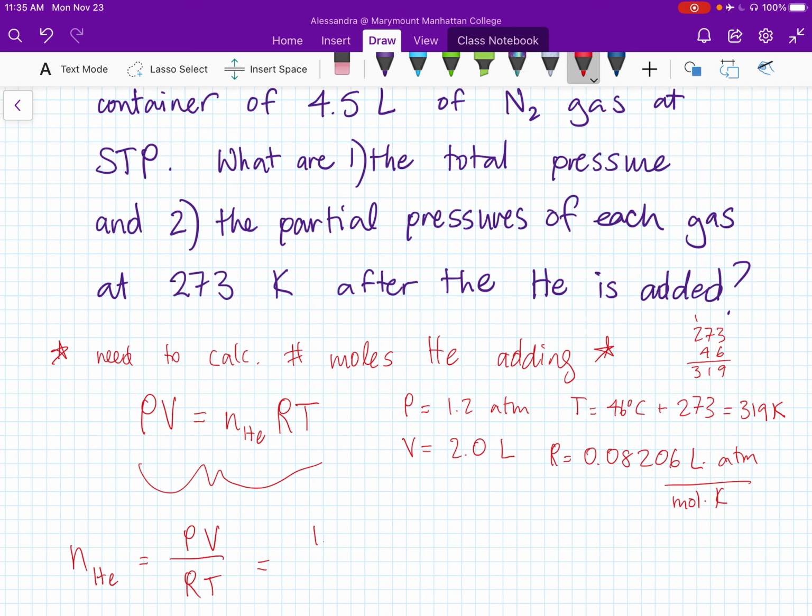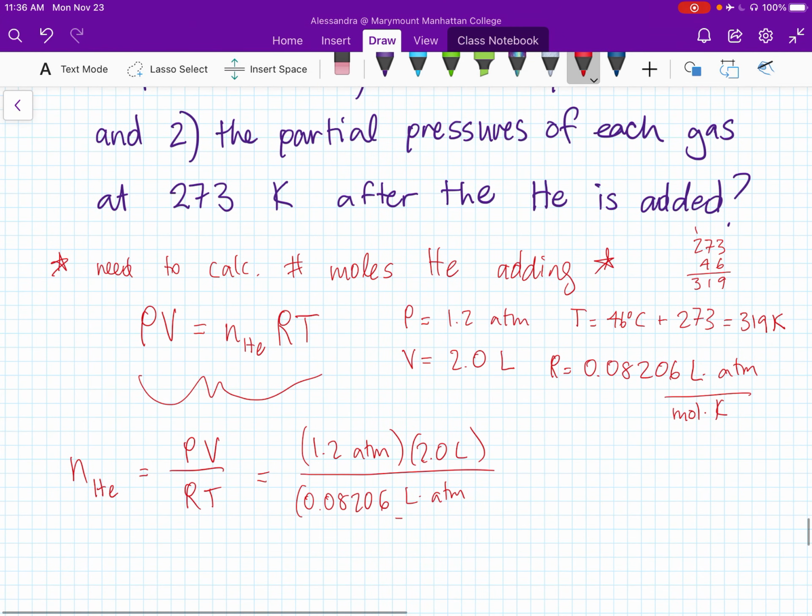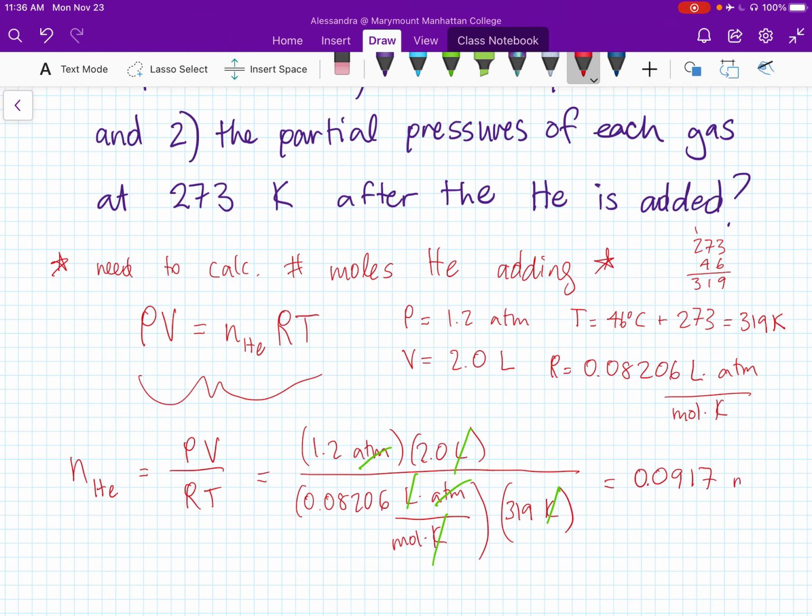So that's going to be 1.2 atmospheres times 2 liters divided by the gas constant, 0.08206 liter atmospheres per mole Kelvin, and that is going to be multiplied by the Kelvin temperature, which is 319. So make sure your units are matching and that you can cancel the undesired ones. So moles is in the denominator of the denominator, so it flips to the top. And if you do that arithmetic in your calculator, you should get 0.0917 moles of helium.